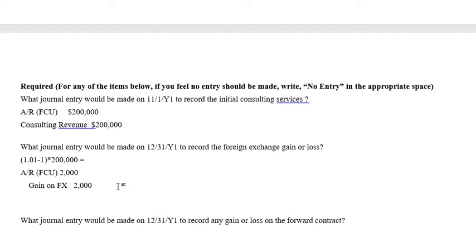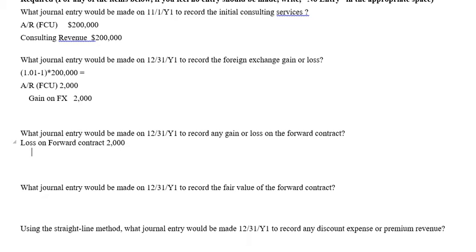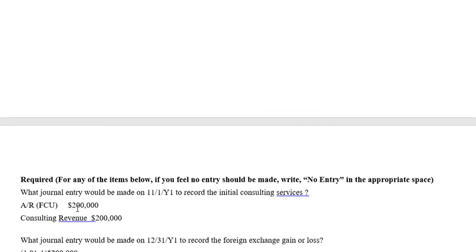What was the entry made to record the gain or loss on the forward contract? I need to reverse it to AOCI. So this was a gain, so it would be loss on the forward contract, 2,000. AOCI, 2,000, credit.